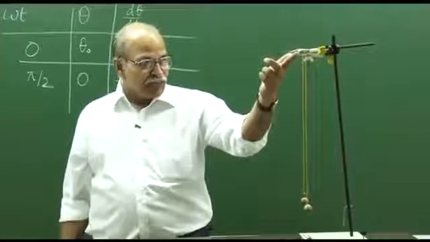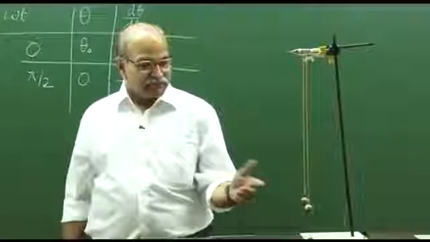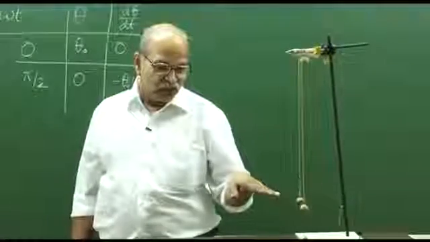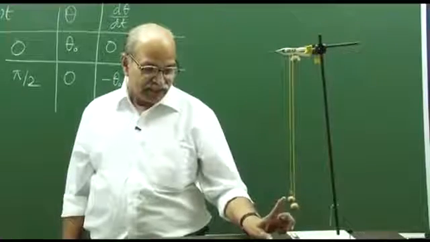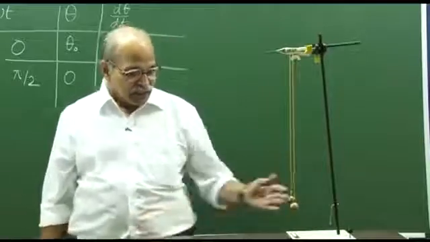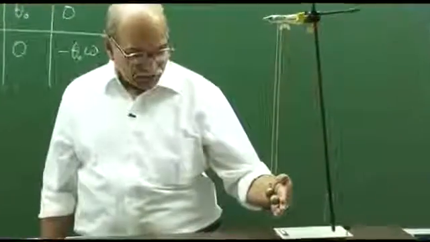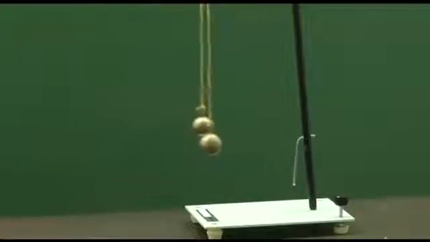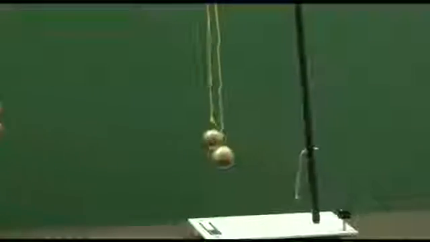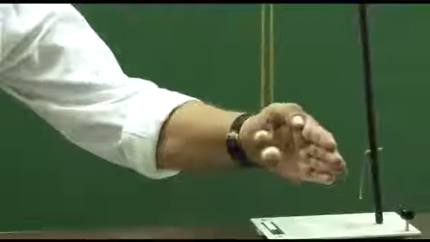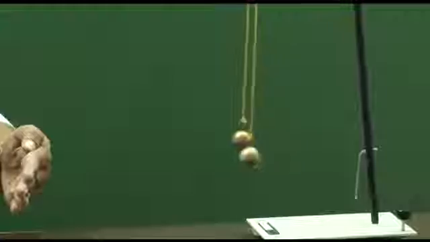I have tried to make the length the same so that the frequency, the time period of these two pendulums remain the same. This one is our front pendulum and this one is our rear pendulum. Now let me start them in some fashion. So now you see the two pendulums are oscillating, and they are oscillating in such a way that both are going towards left together, both are coming towards right together, and so on.